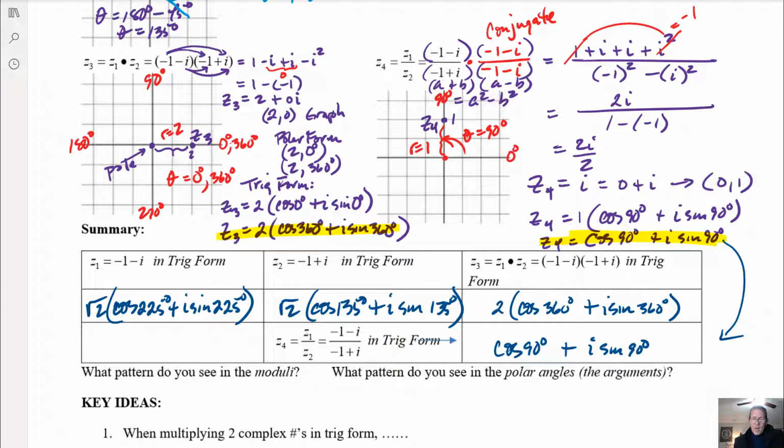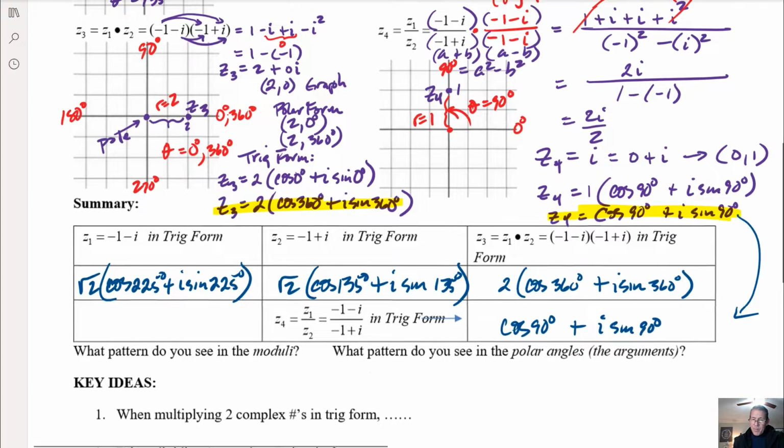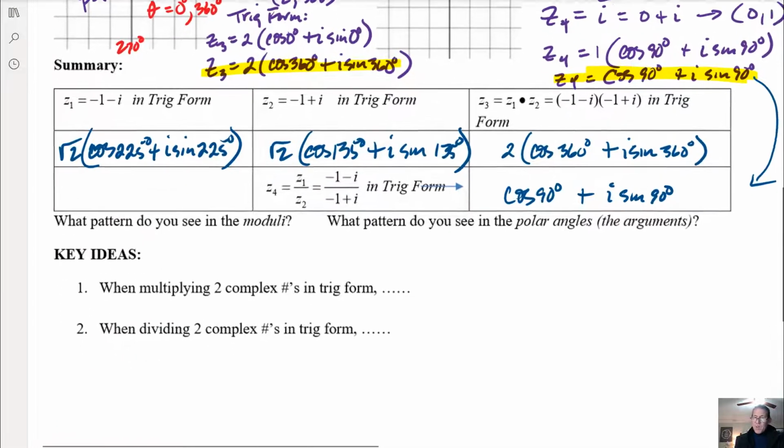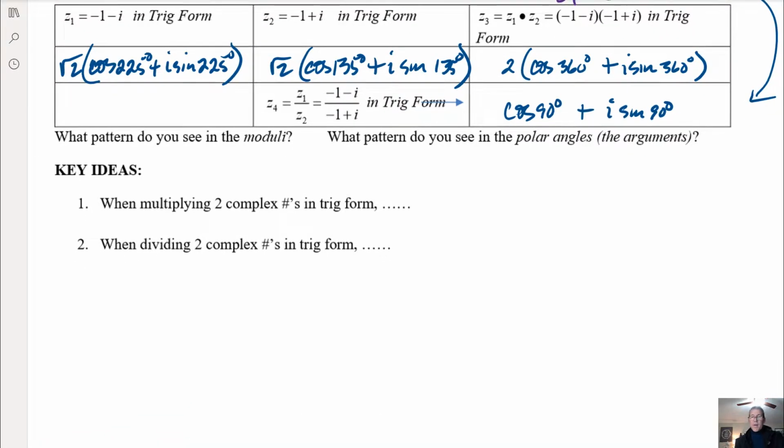Now what we want to do is look at the relationship and compare. It says, what pattern do you see in the moduli? So let's look at the top of the screen and clear everything else out. Question 1: what pattern do you see in the moduli? And Q2: what pattern do you see in the polar angle? So let's analyze the modulus first. Moduli is plural for modulus, kind of like octopi and octopus. All right, so let's highlight them.